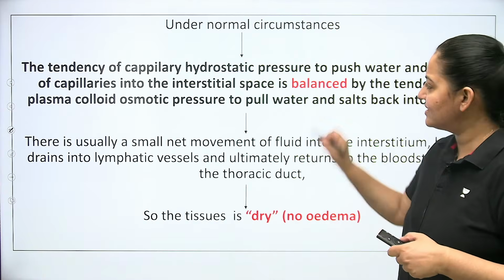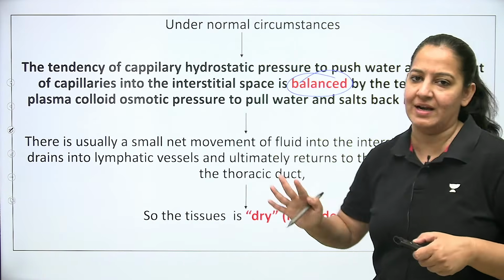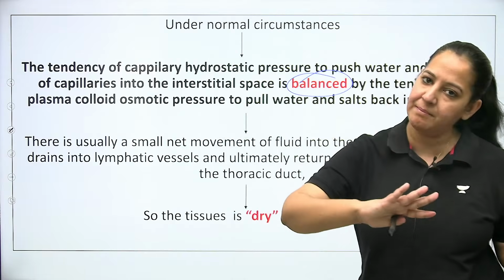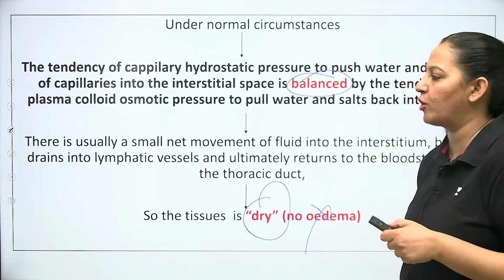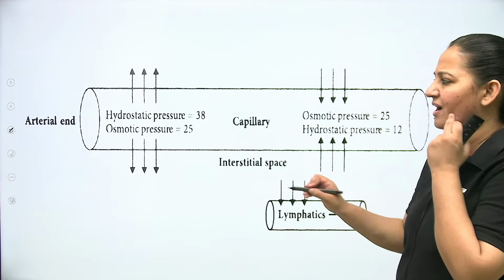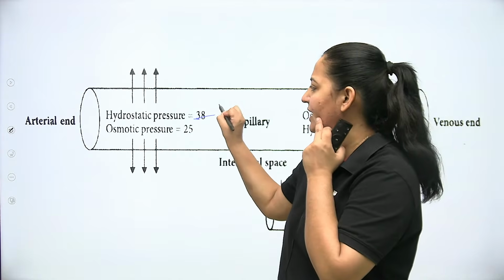You got my point? So there is a balance. There is a balance at both ends. 13 mm outward, 13 mm inward. This is known as balance. That's why the tissue is dry and there is no edema. This is normal physics.